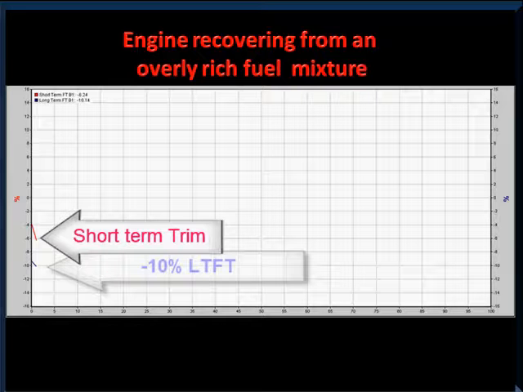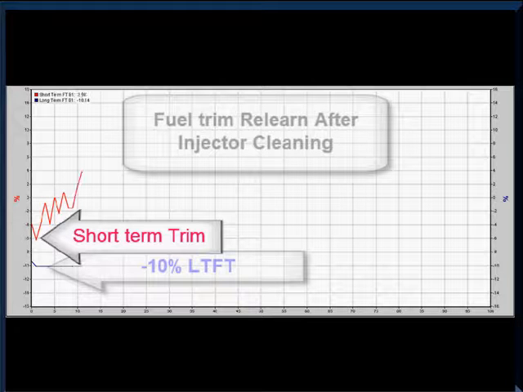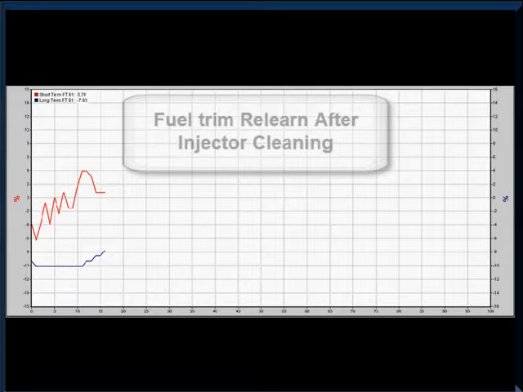Now, you're going to watch live. Short term in red is going to react quickly. The long term, which is at minus 10%, it's been taking fuel away, is only going to react after short term has been wrong for a number of seconds. This entire test drive, or recovery period really, is only 100 seconds long. Watch what happens. We see short term take off. Long term is just now moving.